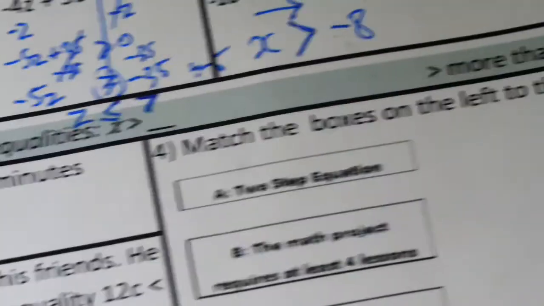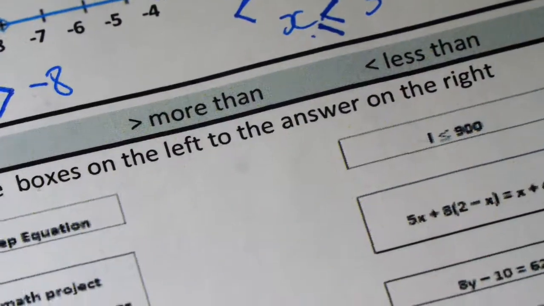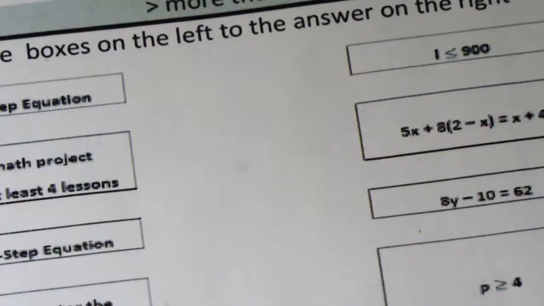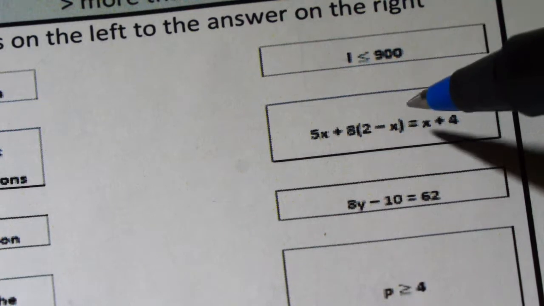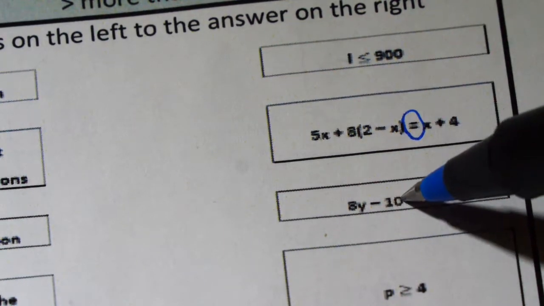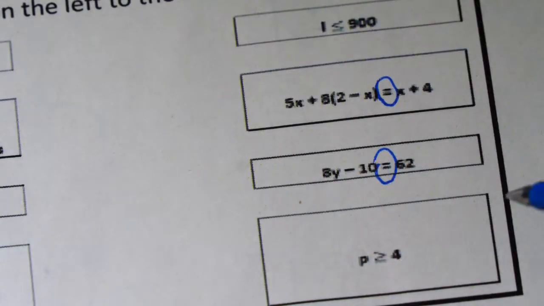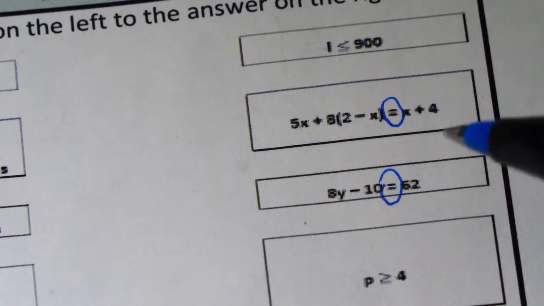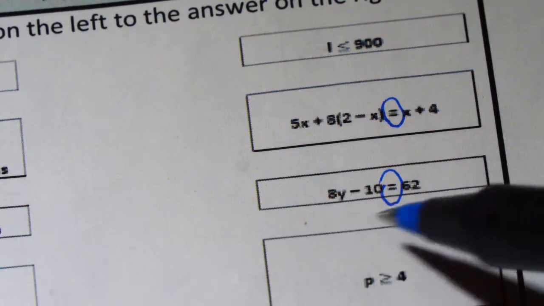Question number 4. Match the boxes on the left to the answer on the right. So let's look at option A, two-step equation. If we remember from before, an equation has an equal sign. So this one has an equal sign, and this one has an equal sign. Two-step equation. It takes 2 steps to answer the question. Well, this is very long. I think it will take more than 2 steps. So this is the two-step equation.